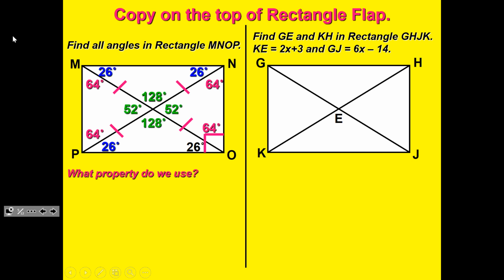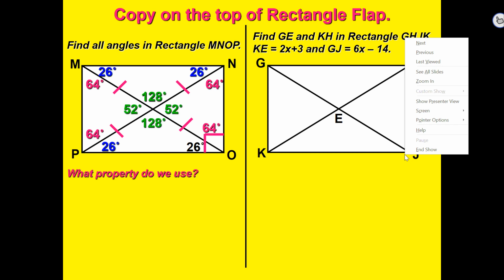Okay. All right, on the other half of the flat, we're going to draw this rectangle. And you just need to label it with the same letters. We're going to be finding GE and KH. You don't have to write down that sentence up there at the top, but you do need to label KE, which is this part right here. They said is 2x plus 3, so write 2x plus 3 on this segment. And for GJ, which is this entire segment, label it as 6x minus 14. So this entire diagonal and then this part of a diagonal.